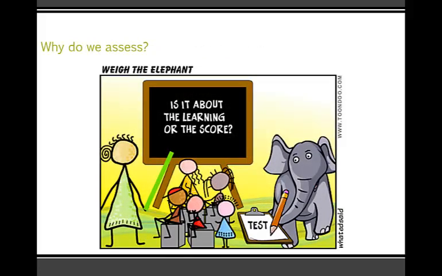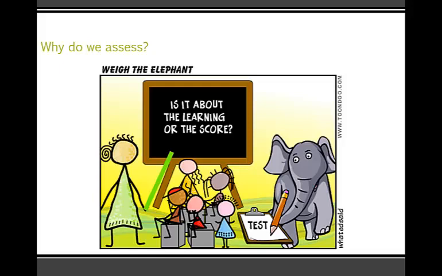So that kind of leads us to this question of why do we assess? This is a really dorky cartoon in terms of the artwork on it, but I love this question. Is the assessment about the learning or is it about the score? I think the answer to that question really determines whether we're going to have a successful assessment plan in our classroom and whether we're going to be able to really get our kids to the place that we want them to be, because it should be about the learning.